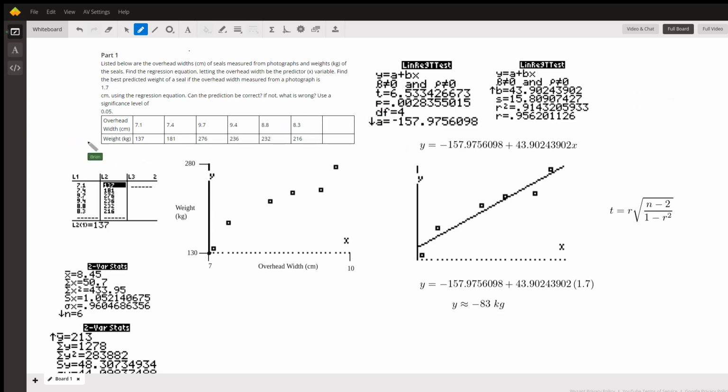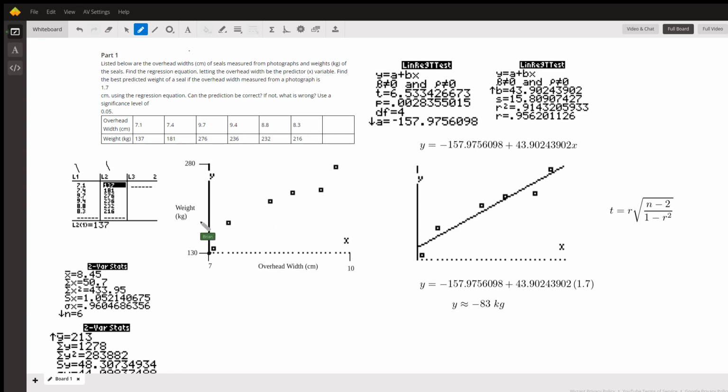But what I have here, L1 is going to be my overhead width, and L2 is going to be my weight. After I plot this, I made a scatter plot of L1 and L2. Please note the minimum x value on the graph is 7, and it goes up to 10 centimeters, and the weight on the y-axis goes from 130 to 280. So looking at the points, it looks like we have a fairly strong linear relationship.